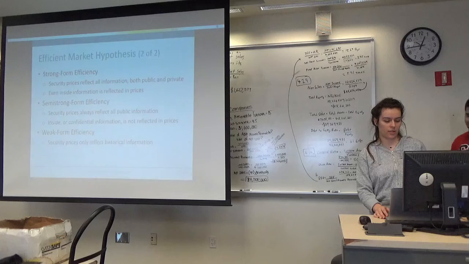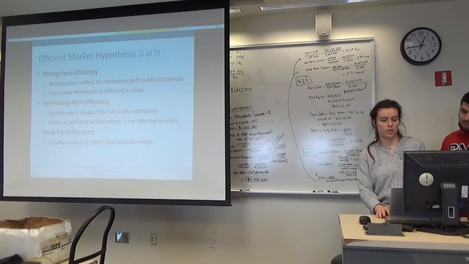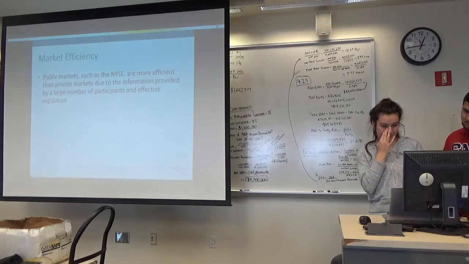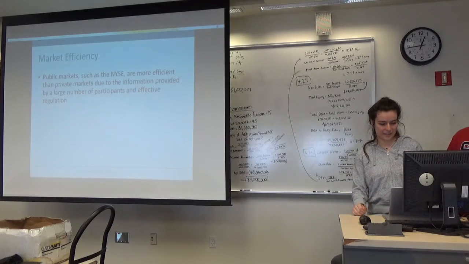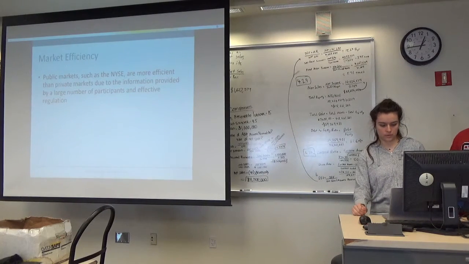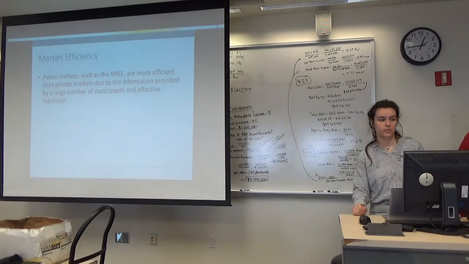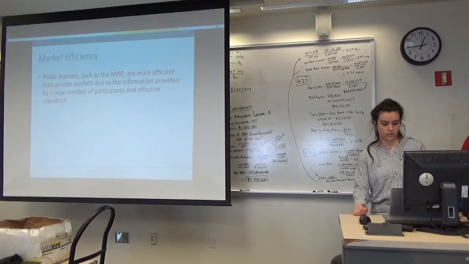And then the last part of this is the strong form efficiency, the semi-strong form efficiency, and the weak form efficiency. We've got market efficiency. Suppose markets such as the New York Stock Exchange are more efficient than private markets due to the information provided by participants and effective regulation.